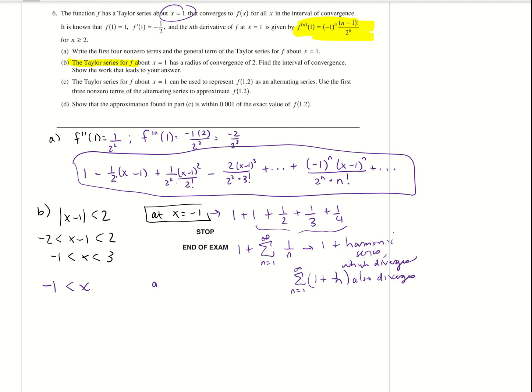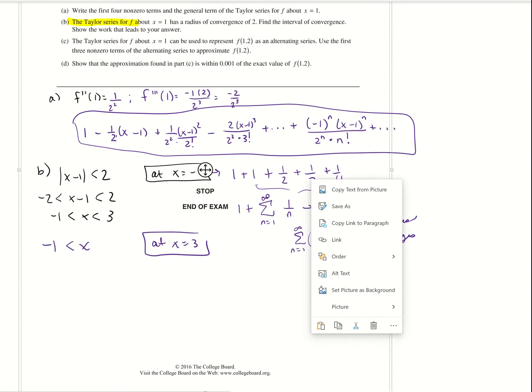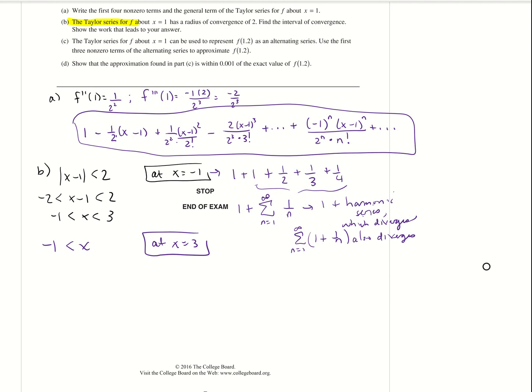I'll now check and see what's happening when x is equal to 3. Like I did before, I'm going to go back to the series I wrote in part A, and I'm going to plug in a 3 for x. When I plug in a 3 for x, I get 1. And then if I plug in a 3 here, I'll have 2 times the negative 1/2, which would be negative 1. And if I plug in a 3 for the third term, I'll get 2 squared, which is 4, which will divide out with this 4, and I have 1 over 2 factorial, or 1/2.